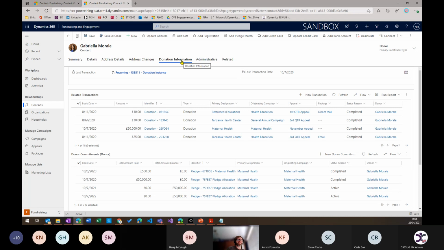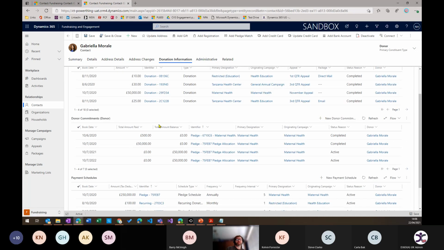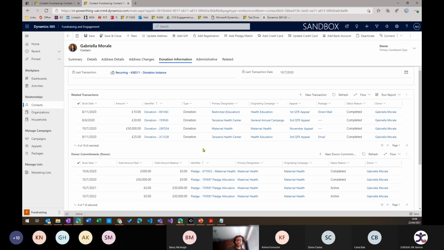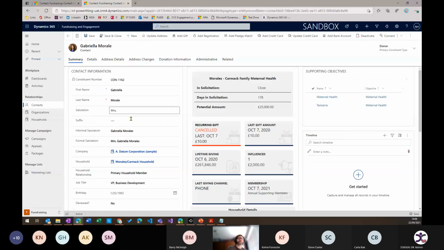We've got some more tailored views on this app around donation history of this person. When was the last donation, what are their related transactions, what are they committed to via pledges or whatever it is, have they got any payment schedules with us, what campaigns do they come to. So a lot more data presented to us in a more useful fashion than just the standard accelerator. The common theme is that wherever I go in here, there's this information panel, which is really helpful.